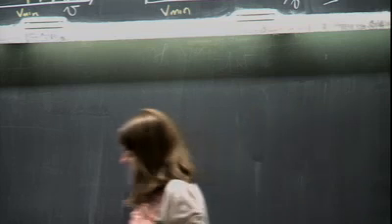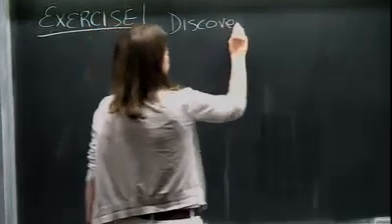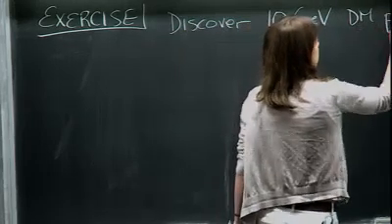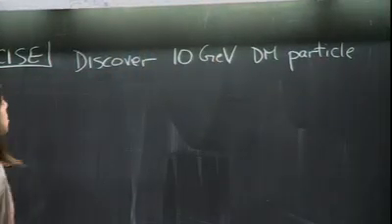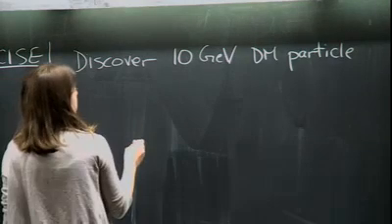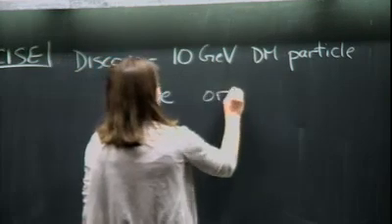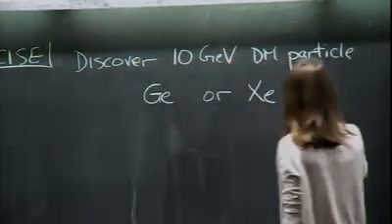Now you should have enough intuition that you can serve as a consultant to an experimental collaboration. One collaboration wants to discover a 10 GeV dark matter particle, because some theorists think that's exactly the mass you'd want to search for. As the consultant, you need to tell them whether they should use a germanium target or a xenon target.